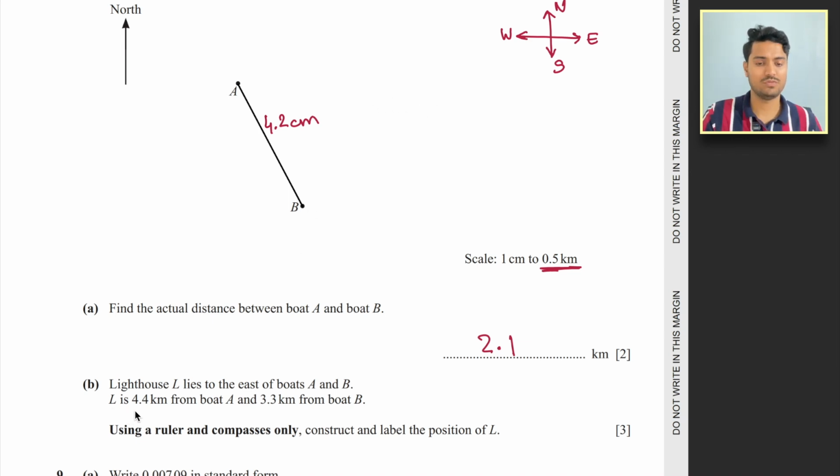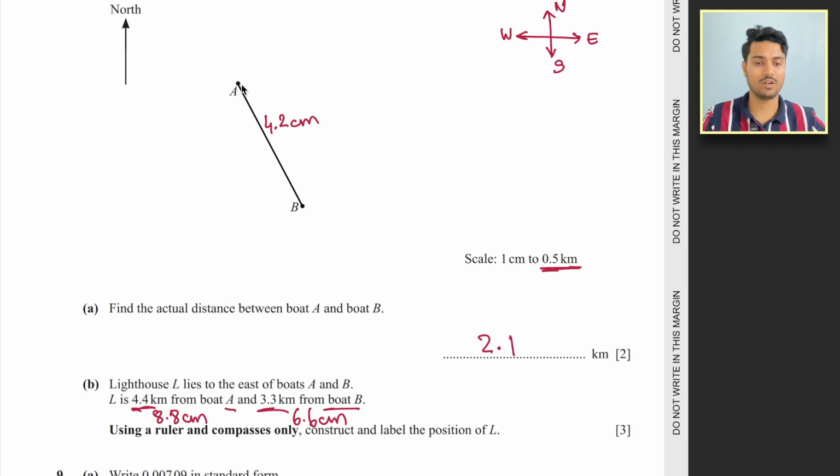It says L is 4.4 kilometer from boat A, and 3.3 kilometer from boat B. So in centimeter, if we have to sketch here, 4.4 divided by 0.5, which is 8.8. This is going to be 8.8 centimeter, and this is 3.3 divided by 0.5, which is going to be 6.6 centimeter. So basically you have to take an arc from point A and B.